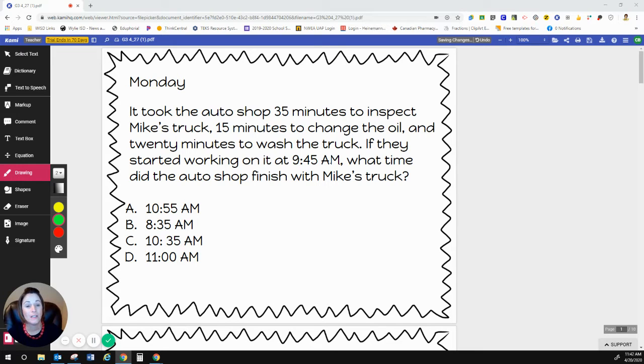Hey, third grade, we're going to look at today's warm-up. It took the auto shop 35 minutes to inspect Mike's truck, 15 minutes to change the oil, and 20 minutes to wash the truck. If they started working at 9:45 a.m. this morning, what time did the auto shop finish with Mike's truck?